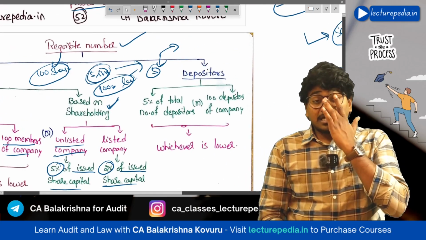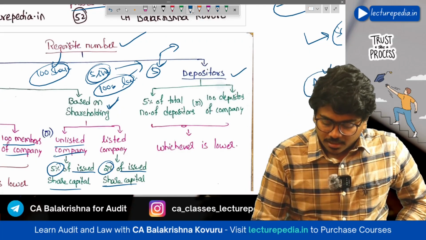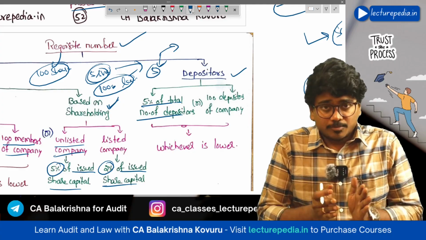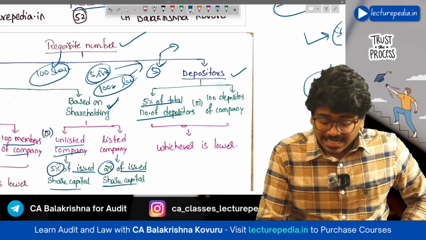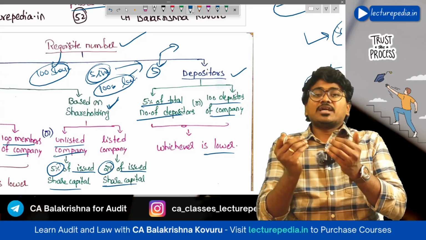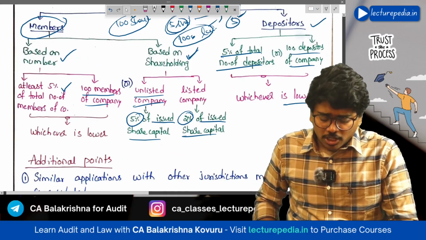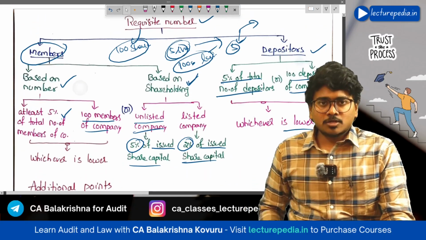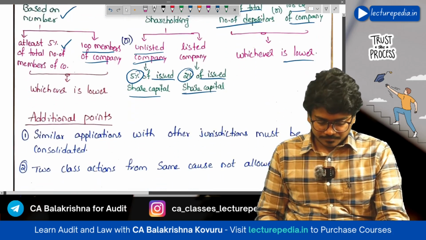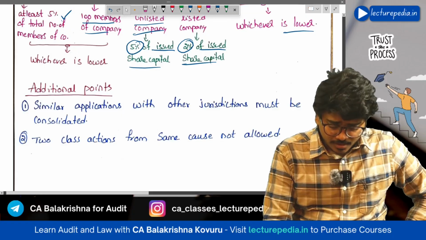Next, if deposit holders want to file a class action suit, then 5% of the total number of depositors or 100 depositors, whichever is lower, must come together to file a class action suit. I hope you are clear with these requisite numbers of members to file a class action suit. There are certain important points.